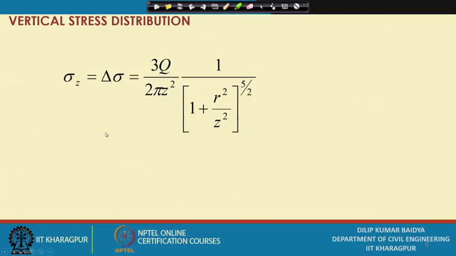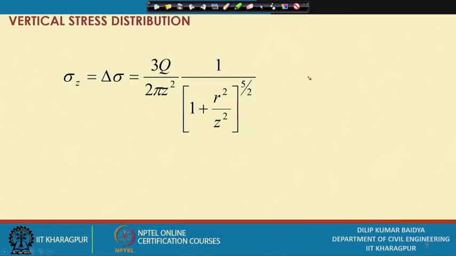As I have shown, sigma z in the polar coordinate system was shown in terms of cos theta, and if you substitute cos theta and simplify, the equation reduces to 3 Q by 2 pi z square, 1 by 1 plus r by z square to the power 5 by 2. So, typically it is like this.